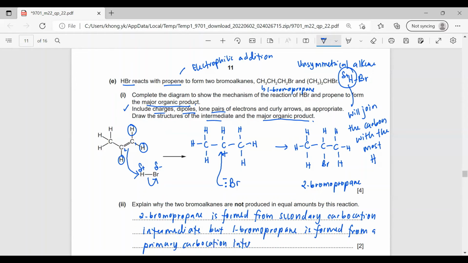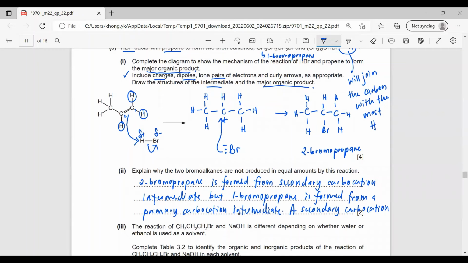So in this case, what we realize is that a secondary carbocation intermediate is more stable. Why is it more stable? Because it has more positive inductive effect by the alkyl group. So your point must mention that the secondary carbocation intermediate is more stable, and why it is more stable: due to positive inductive effect by alkyl group.